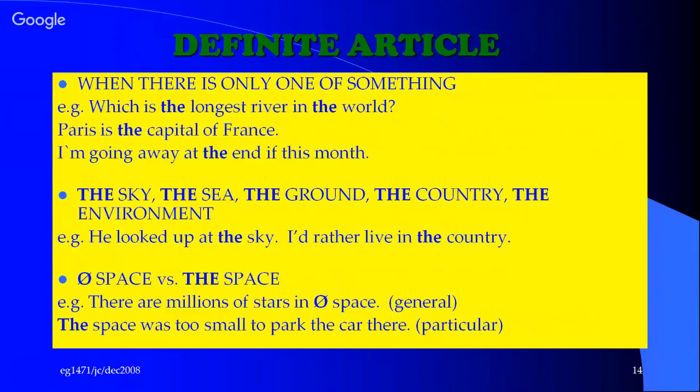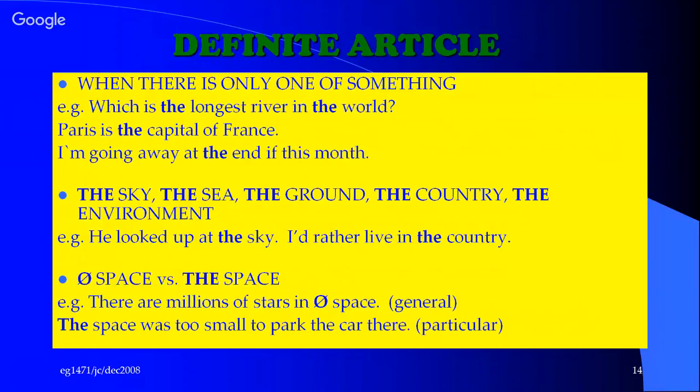So with these nouns, we always use the definite article. Which is the longest river in the world? Superlative. Paris is the capital of France. I'm going away at the end of this month. End of this month, there's only one end of this month. There is only one capital of France. And there is only one longest river.